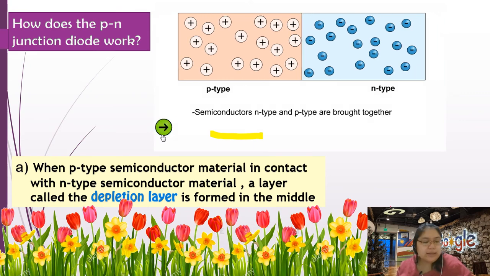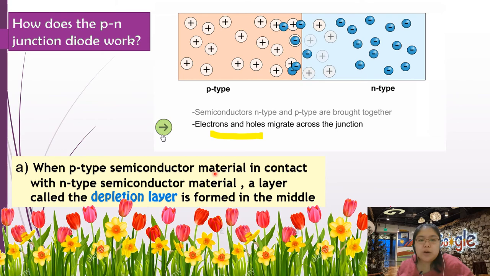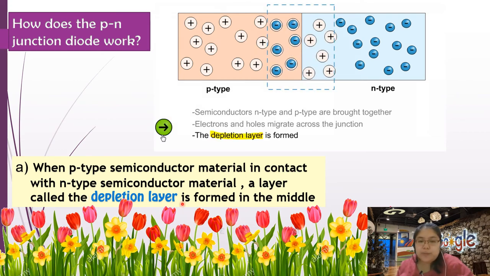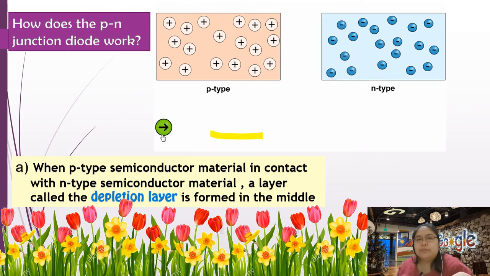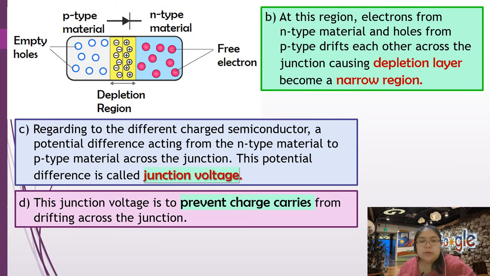So from here, let's see the A. When the p-type semiconductor material is in contact with the n-type, a layer we call the depletion layer is built at the middle. This one is a p-n junction, or you can say it's a depletion layer. At this part, this is the hole part, p-type. This one is n-type, free electron.